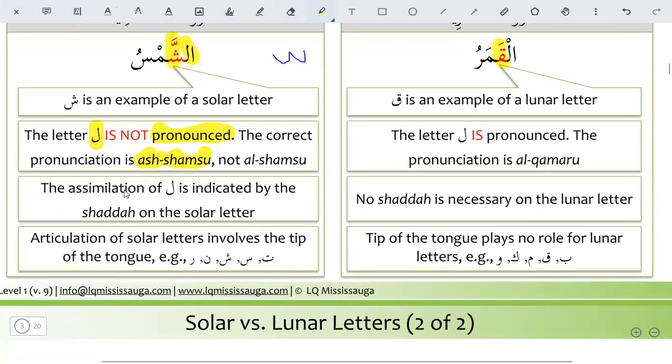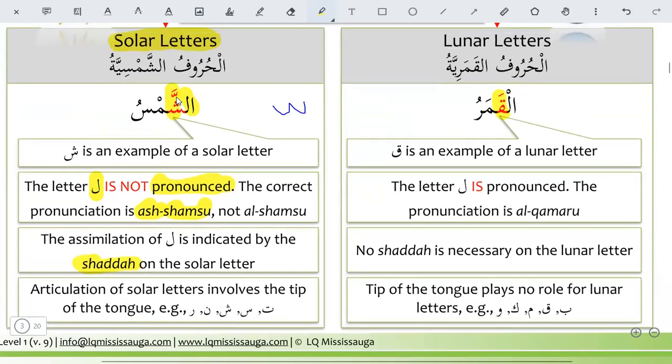We first read the solar letters. The assimilation of lam is indicated by the shadda. This we call shadda. You can see here below the fatha, there is a shadda. So this one, we call it shadda. The assimilation of lam is indicated by shadda on the solar letters. And if you find this shadda, we will not pronounce the lam.